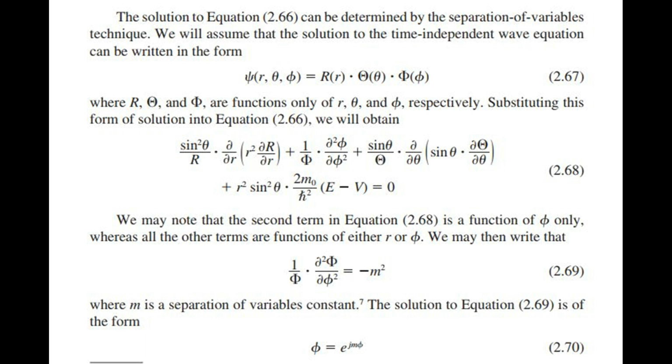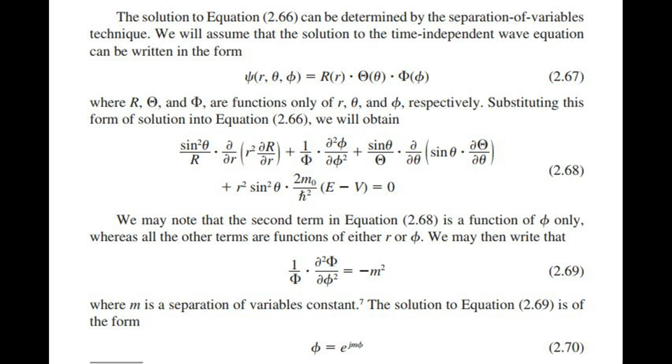We will assume that the solution to the time-independent wave equation can be written in the form where R(r), Θ(θ), and Φ(φ) are functions only of r, θ, and φ, respectively. Substituting this form of solution into equation 2.66, we will obtain. We may note that the second term in equation 2.68 is a function of only φ, whereas all the other terms are functions of either r or θ. We may then write that where m is a separation of variables constant. The solution to equation 2.69 is of the form.